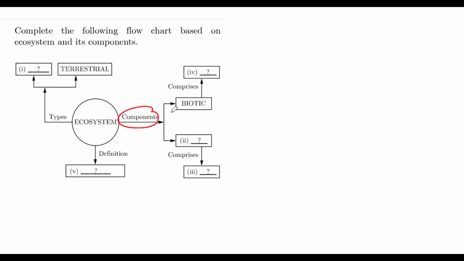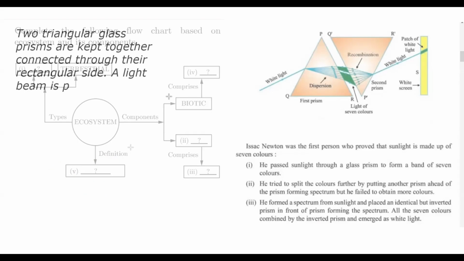Then the components of ecosystem is what? Biotic, and the other is abiotic, right? Abiotic comprises non-living components, and biotic is what? Living. Then there is one more, that is fifth, where we have to write the definition. So ecosystem is what? All biotic and abiotic components living in a particular area is called an ecosystem.